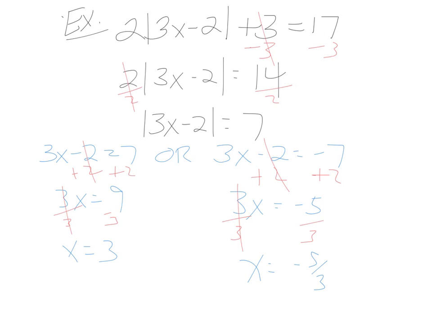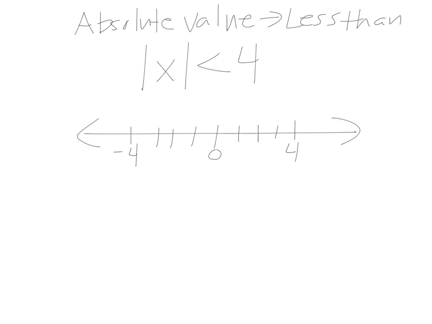Now, going back to section 1.7, let's look at a problem where the absolute value is less than a number. So we're saying the distance from 0 is less than 4. So that would include to the right of 0 all the way up to 4. That distance is less than 4. And then on the left side as well, all the way to -4. And so it's everything in between -4 and 4.